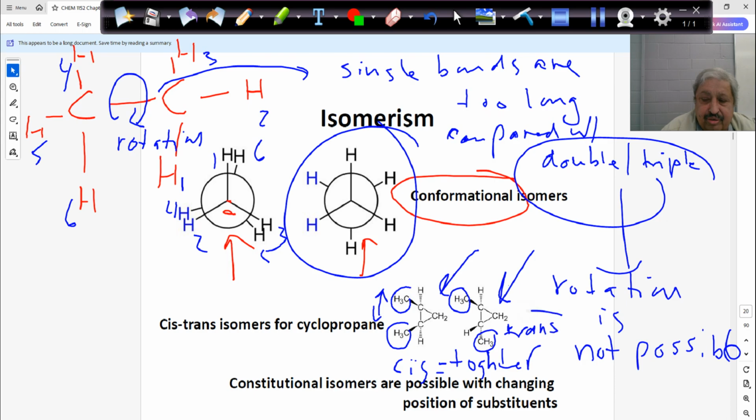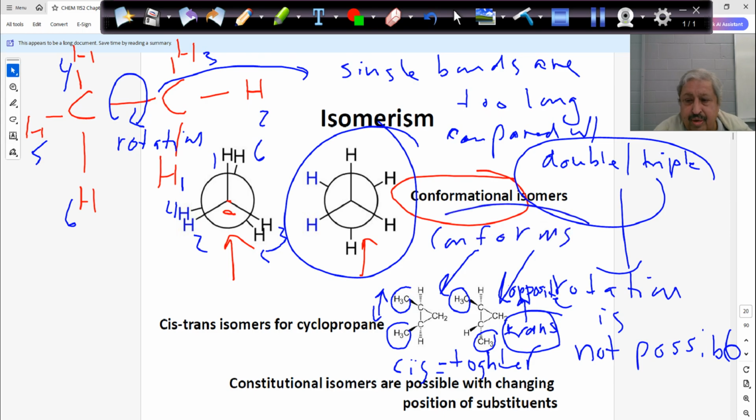Trans means always, in organic chemistry and in inorganic chemistry, opposite. Even in organic, some organic crystals have trans behavior, so their structure is trans, meaning the groups are opposite to each other. Are you following me here? So in a cyclic, we have cis and trans. We cannot have conformers here. Conformational isomers, or conformers.